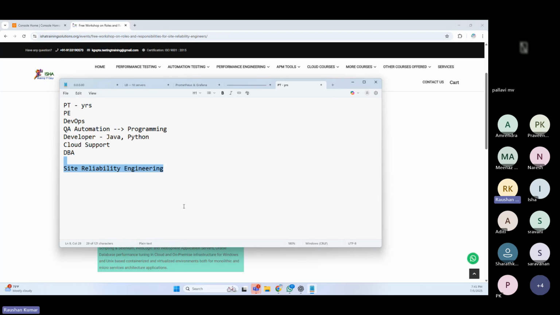So the key difference: performance testers, engineers, anybody working in this domain, you work in a non-production environment. But as an SRE engineer, our role, site reliability engineering, our role is to make production the end goal, friends. What is the end goal of everything?